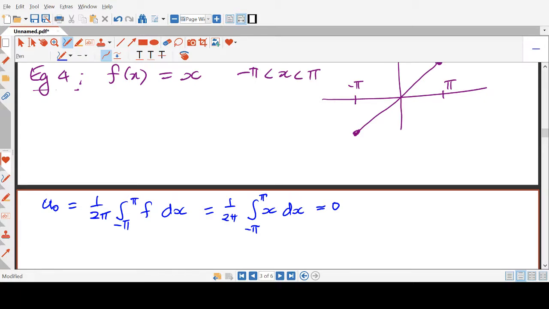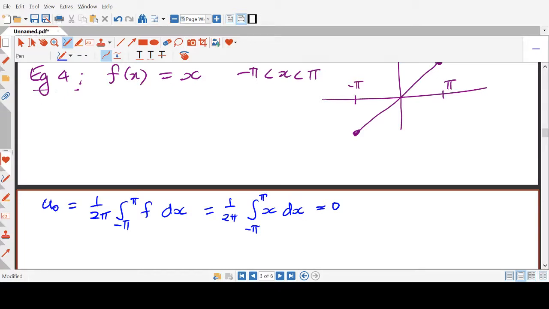What is the integral of x? X squared over 2. Substitute the pi and the minus pi and calculate it. What will the answer turn out to be? 0. So what's the simple argument for that? Did I write 0 already? Oh, I gave you the answer. I'm helping you more than this.